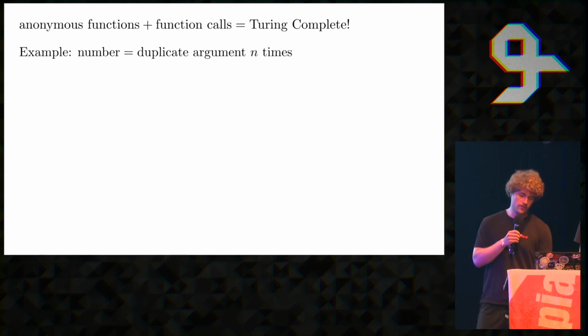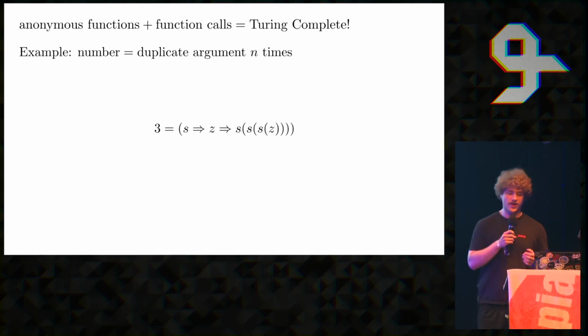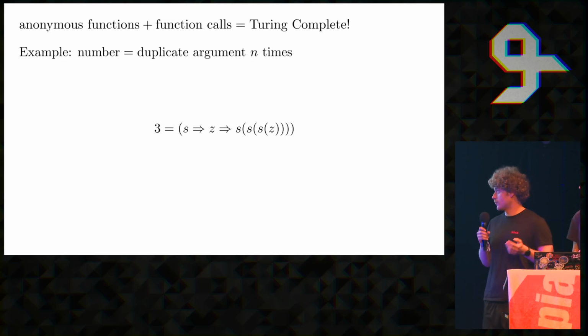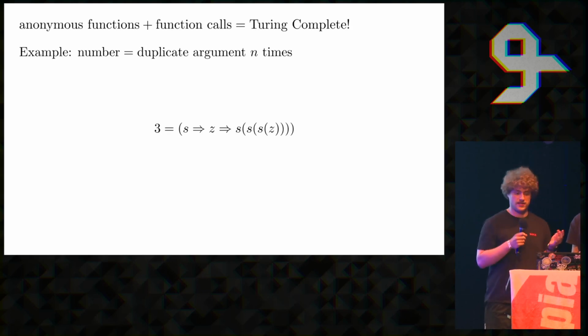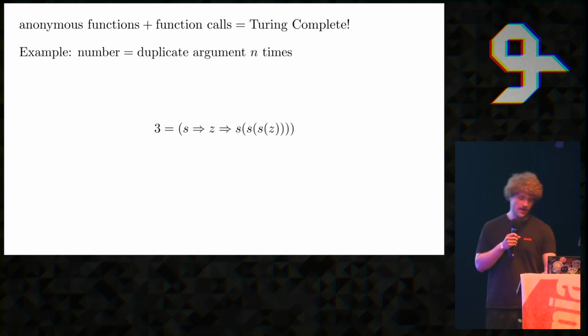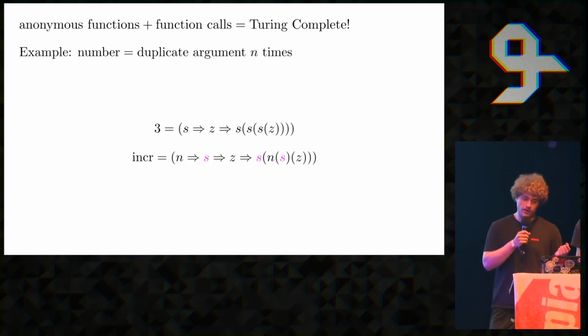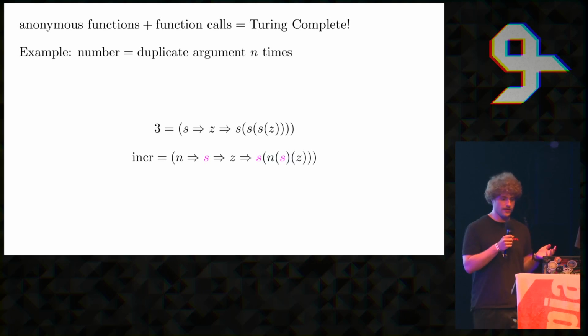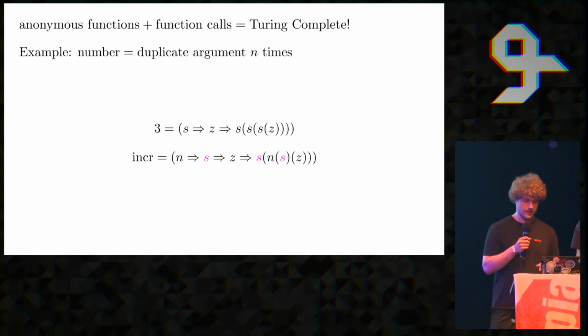I argue we actually do, because we can write 3, as we already saw previously, as a function that takes another function s and a z, the zero, and then just applies s 3 times to z. So that would be 3. And with this, we can also increment the number. We do this by taking an n, an s, and a z, and then we duplicate the s around the original value, and then apply the s and the z again to n.